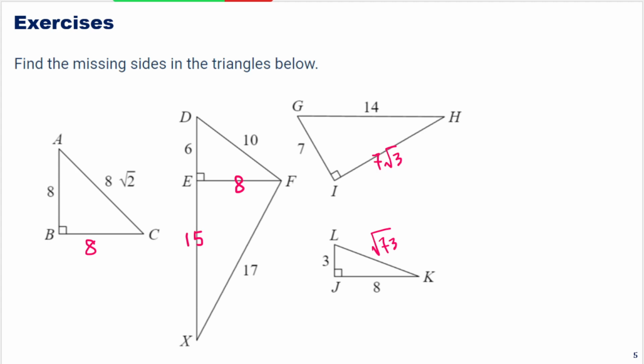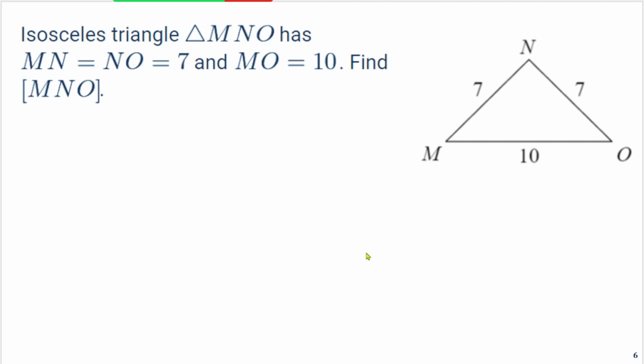So if you don't have any questions, let's consider another quiz. Isosceles triangle MON has MN equals NO equals 7 and MO equals 10. Can you find the area of triangle MON? Note that this notation means the area of triangle MON. Again, I'll give you 1 minute to think about this question, and then we'll have a look at the solution together.